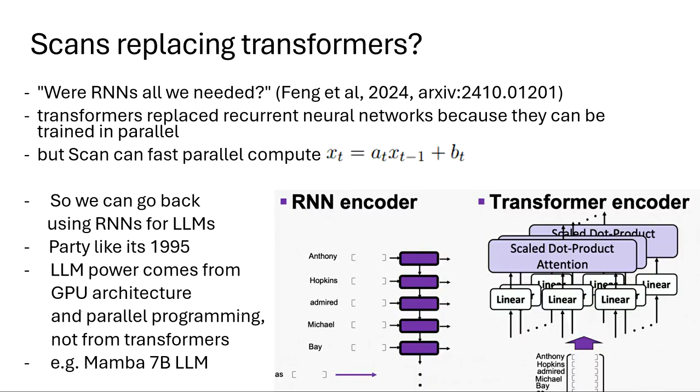So this has recently been productionized into a specific large language model called Mamba. So if you're running LLMs at home, try out Mamba 7 billion parameters. This is a transformer-free LLM, and it's running on old-fashioned RNNs using the Blalock scan.